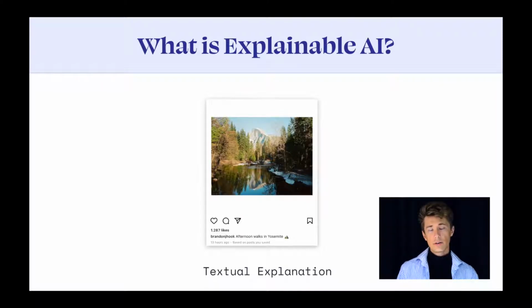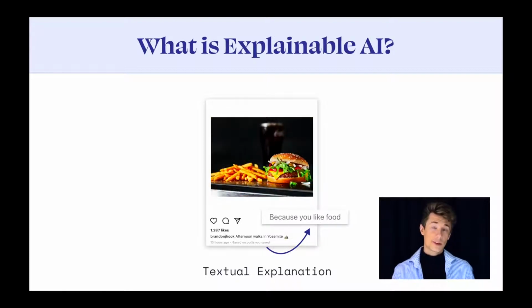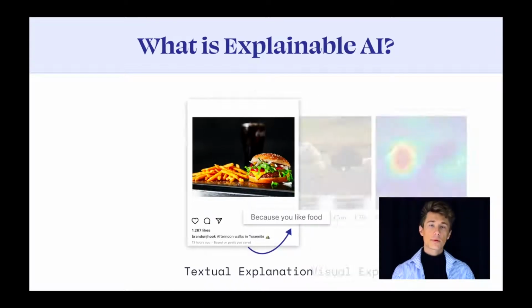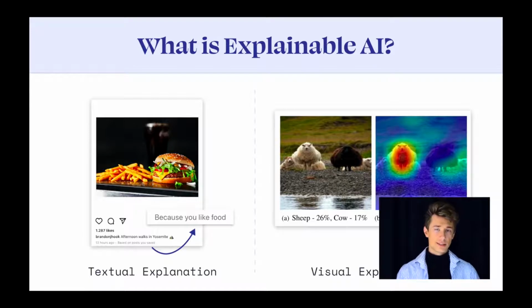For example, here we see a simple textual explanation that shows us why a certain post was recommended to us on social media. Now, realistically, for me, it would be more pictures of food because I like food, but that's besides the point. Next, we see an example of a visual explanation, where this importance map shows us which parts of the image contribute to the outcome of the underlying algorithm. So clearly, there are many use cases, both theoretical and in practice.